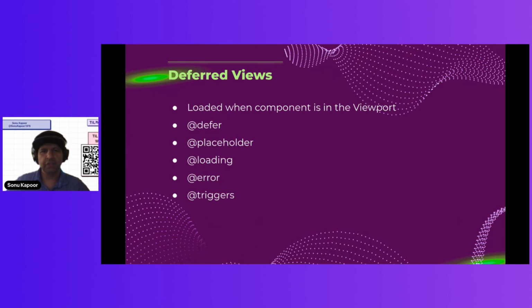So the next topic that I will be talking about is deferred views. This feature allows components or parts of the template to indicate that they should be lazy loaded. So this works in conjunction with the intersection observer API, which will observe the component and render it as soon as it becomes part of the viewport.